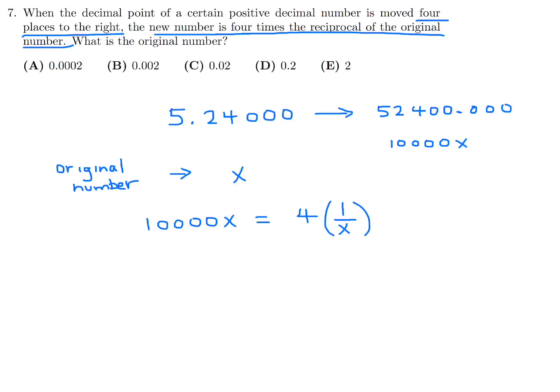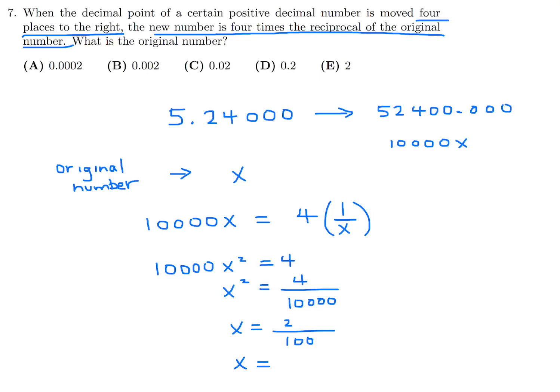And they want you to solve for x. All right, so let's see what we can do. We can cross multiply. So this becomes 10,000 x squared is equal to 4. And therefore x squared is equal to 4 over 10,000. x would be 2 over 100. And this looks like 1 over 50, which is 0.02. And therefore 7 is C.